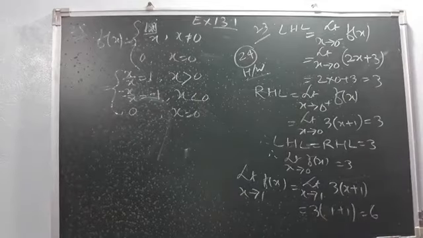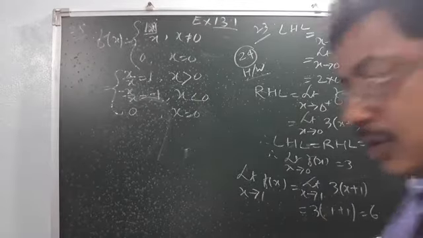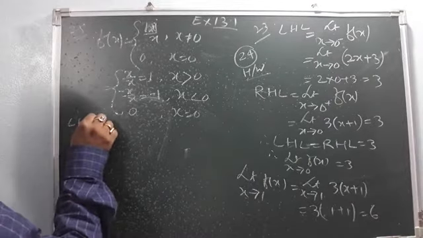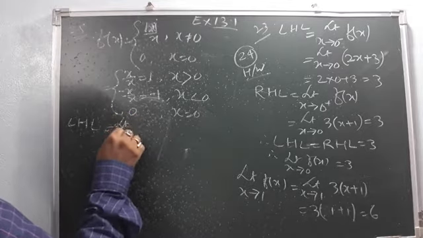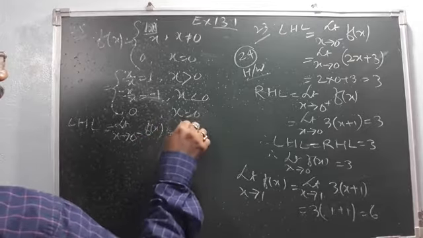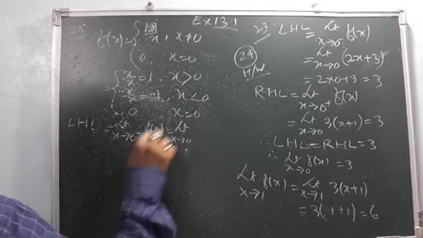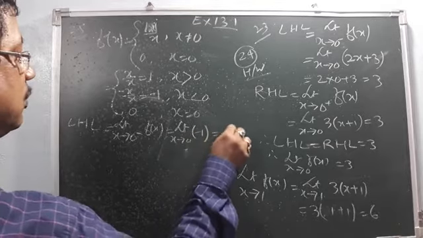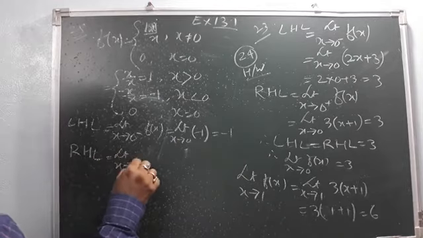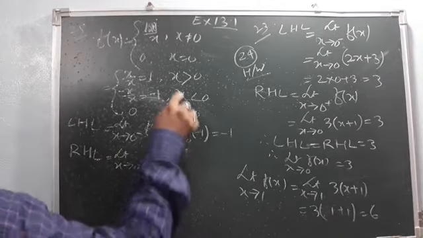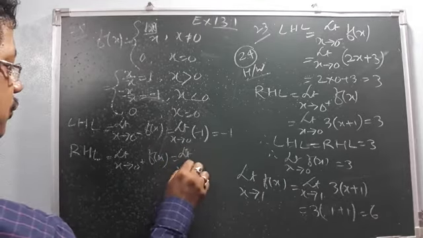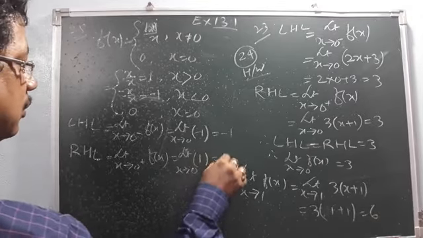Now they have asked to find the value of limit f(x) as x tends to 0. So LHL is required. LHL is limit x tends to 0 minus f(x). So f(x) here, when x is little less than 0, is minus 1. So it will be minus 1. RHL will be limit x tends to 0 plus, that is little greater than 0. So the limit of this one, as x tends to 0 plus, will be 1, and it is 1.